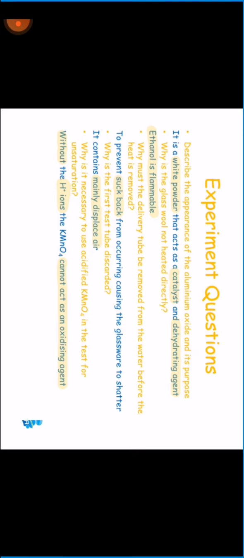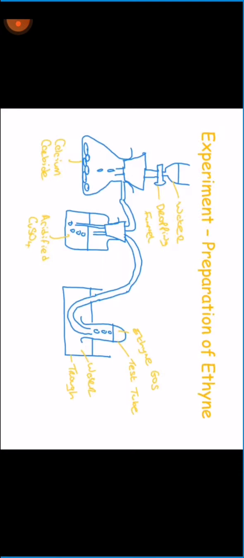The last question then that's commonly asked is to give a use of ethene, and a use of ethene is in ripening of fruit. So that's the ethene experiment completed.